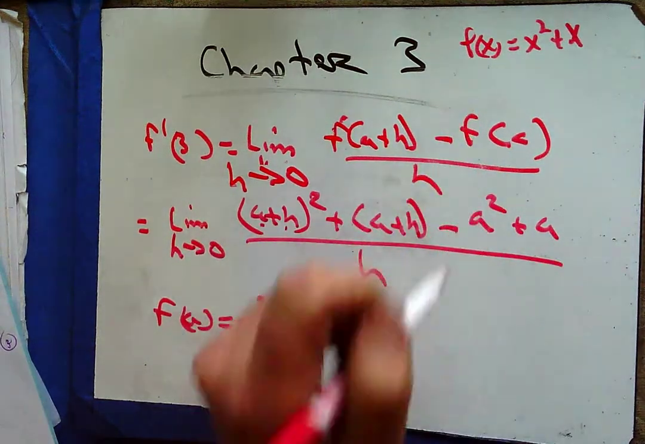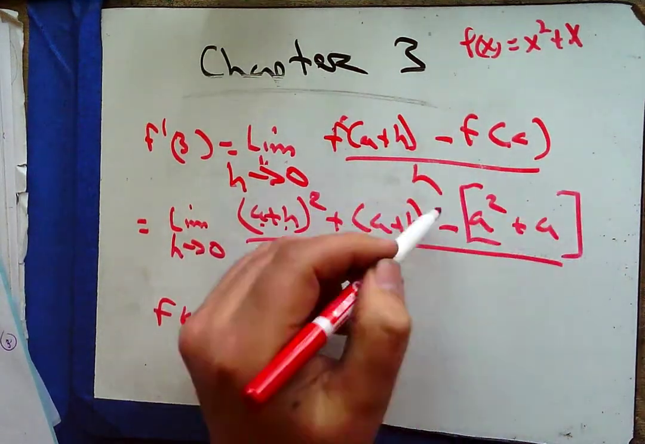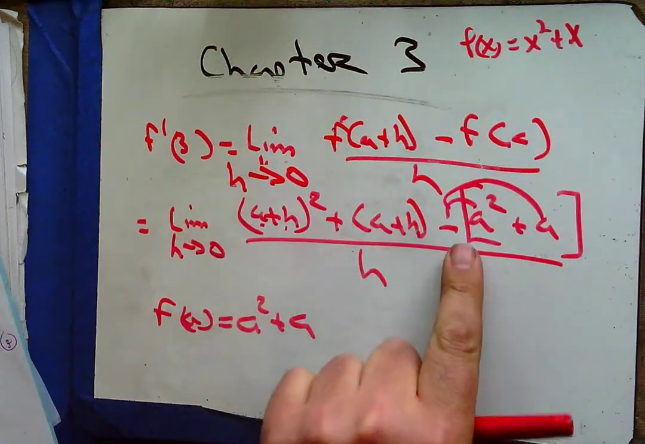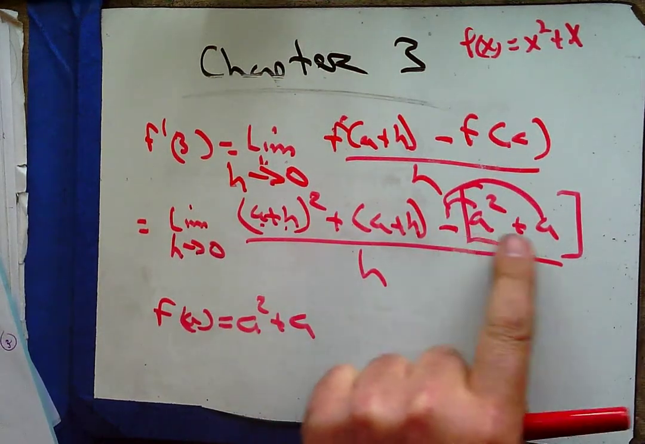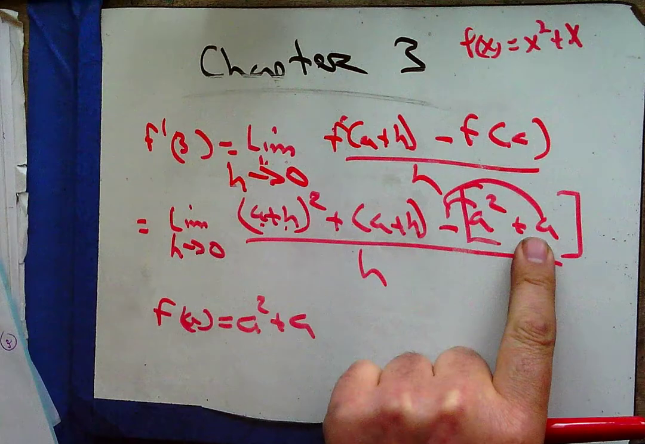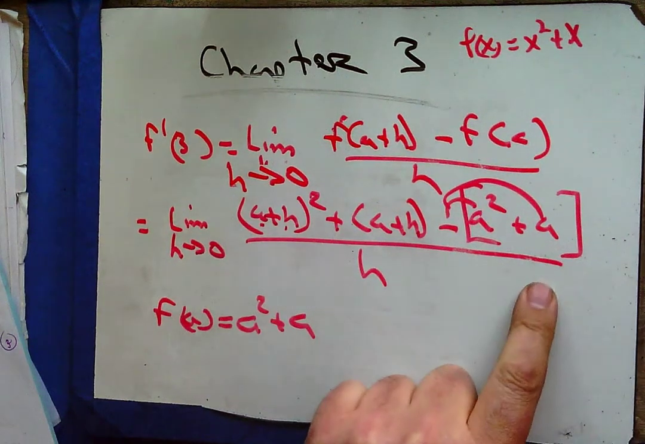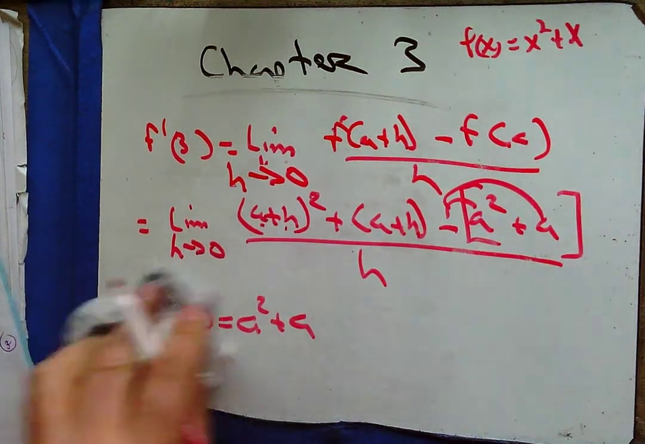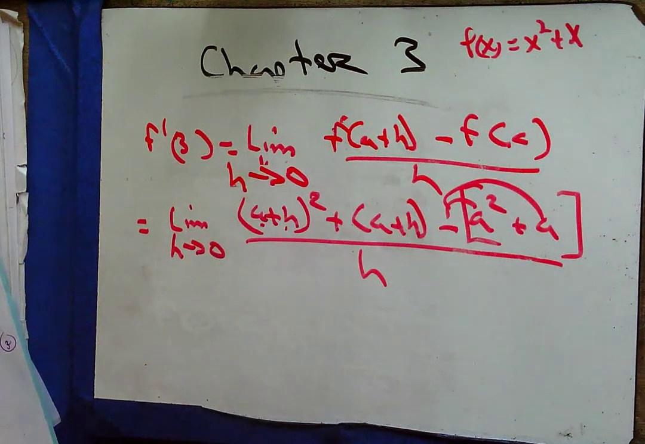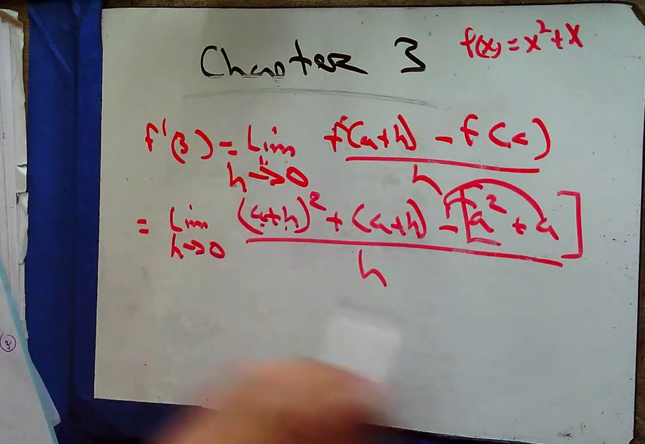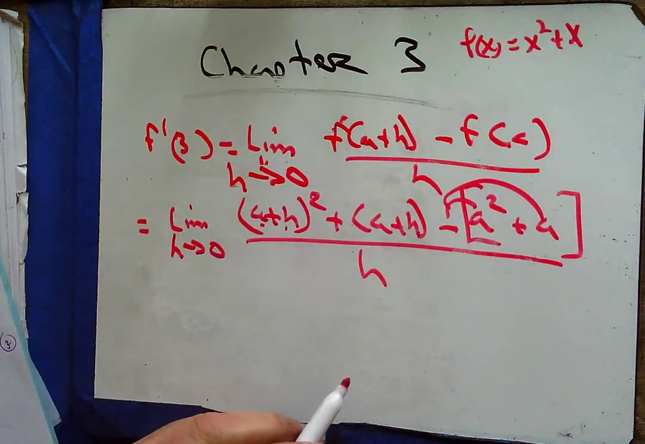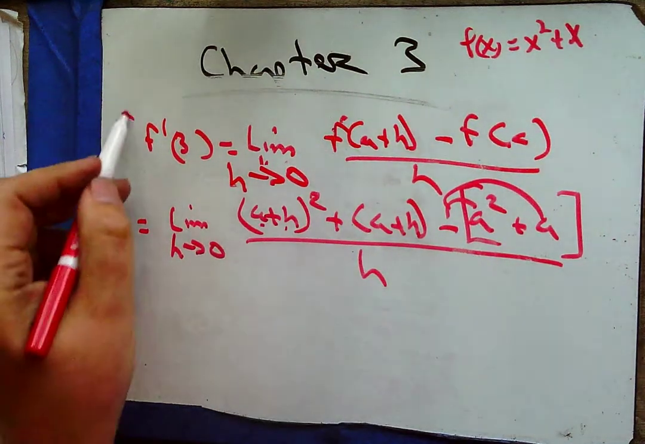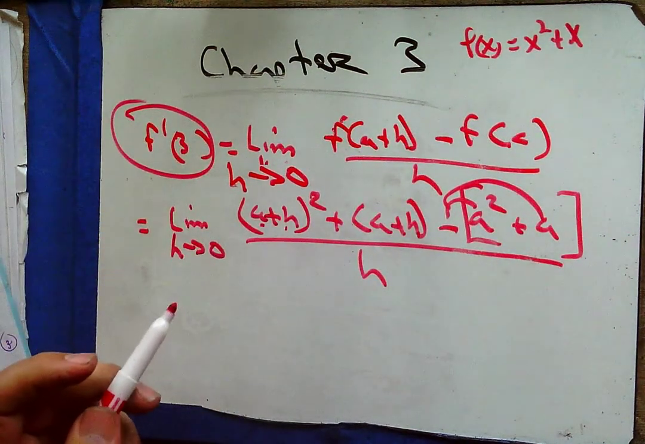So when I subtract f of a, I do get a minus a squared, but I also get a minus a. They don't have minus a. And because of that, the whole rest of their work is going to be wrong. So, will you please finish this problem properly? And remember, we're trying to find f prime of 3.